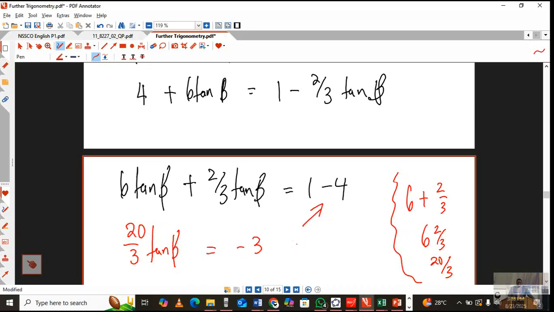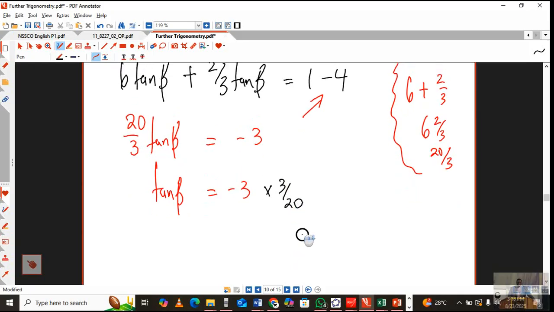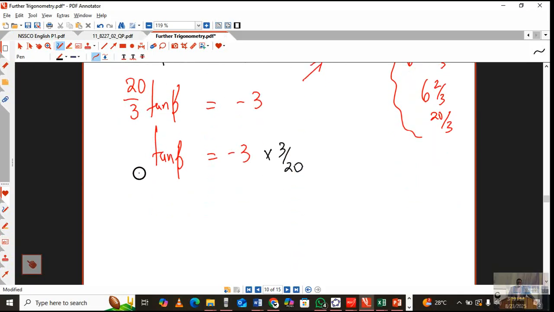Okay. Right, you can see it simply is getting better. So what is it that we need to do? Then for tan beta, I'm going to multiply both sides by the reciprocal, and the reciprocal of 20 over 3 is 3 over 20. Okay, hopefully we are together so far. Right, there are many ways, but then tan beta is going to be -9 over 20.